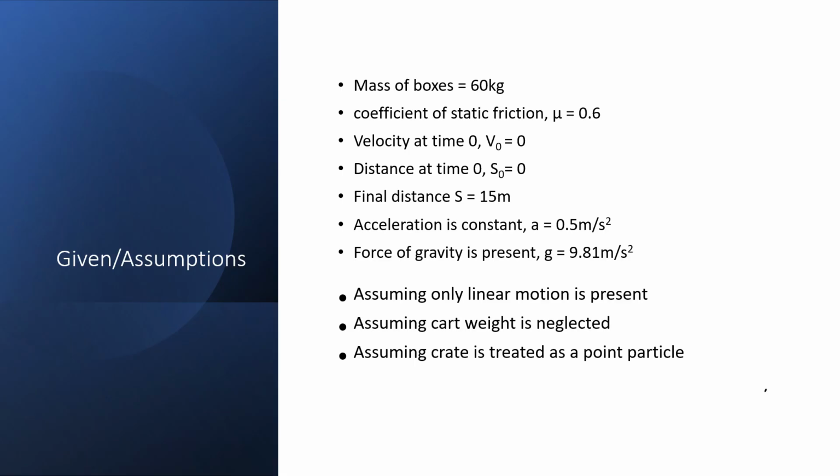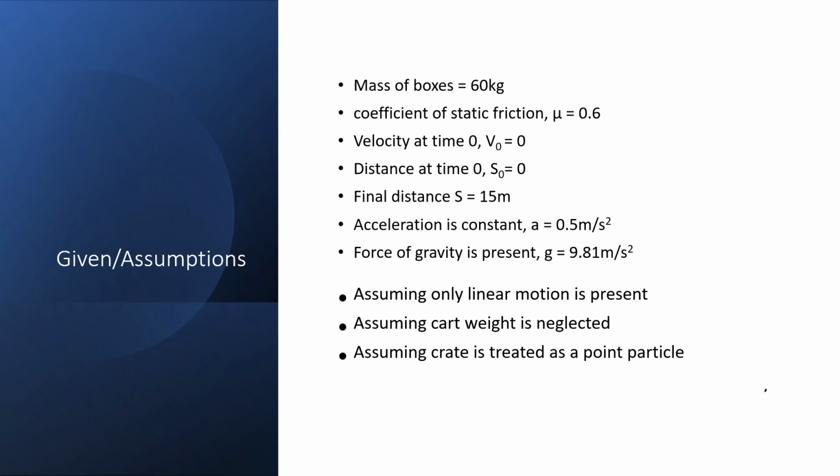So, first you have to go with our givens. From the question, we can attain that the mass of the boxes is 60 kilograms. The coefficient of static friction, mu, is equal to 0.6. Initial velocity is 0. Initial distance covered is 0 since he starts from point 0, which is his truck. The final distance, which is the distance between his truck and the door, is 15 meters. Acceleration is said to be constant at the rate of 0.5 meters per second squared.